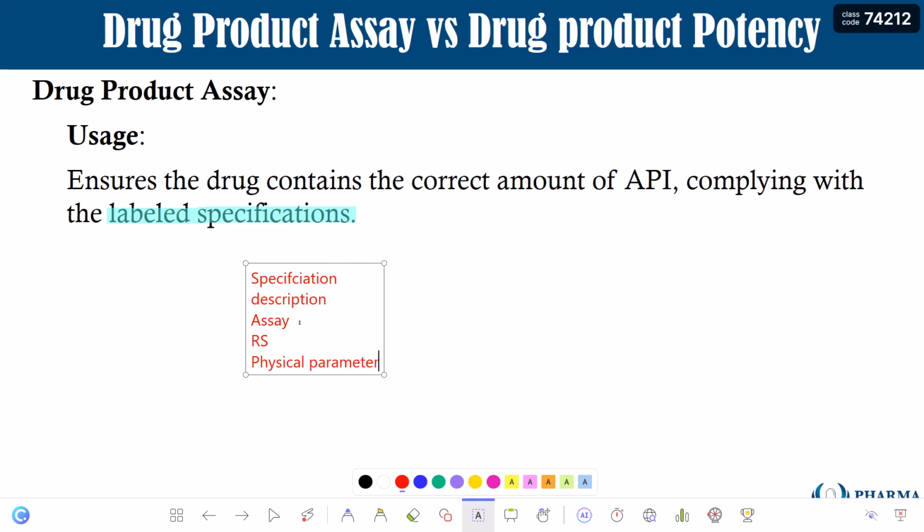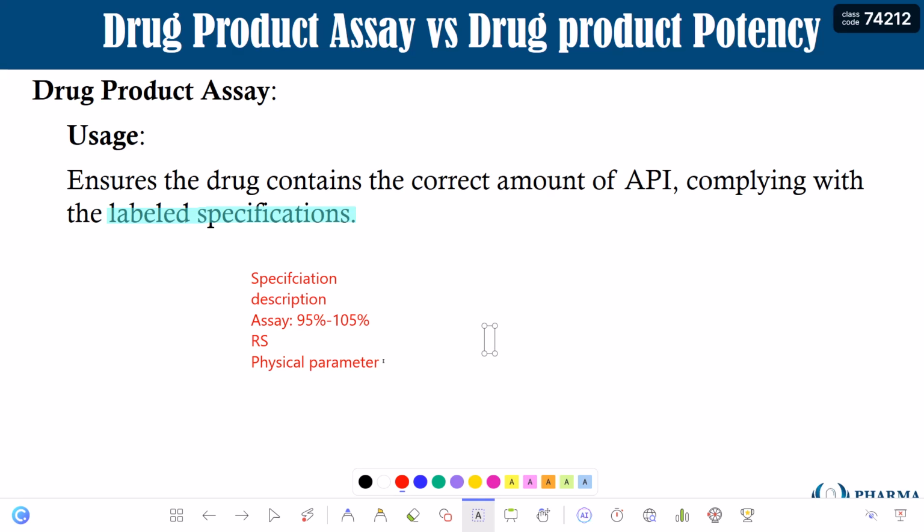So what is the specification for assay now? Let us say you have a certain drug product, a certain tablet, and the specification is 95% to 105%. Means what? For each and every batch that you release, the assay should be between 95% to 105%. Means it should not be less than 95% and should not be more than 105%. So this is the labeled specification of the certain API present in a certain tablet.